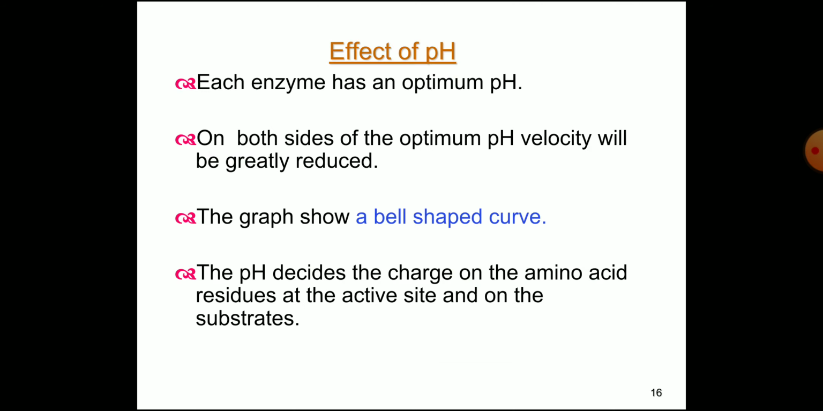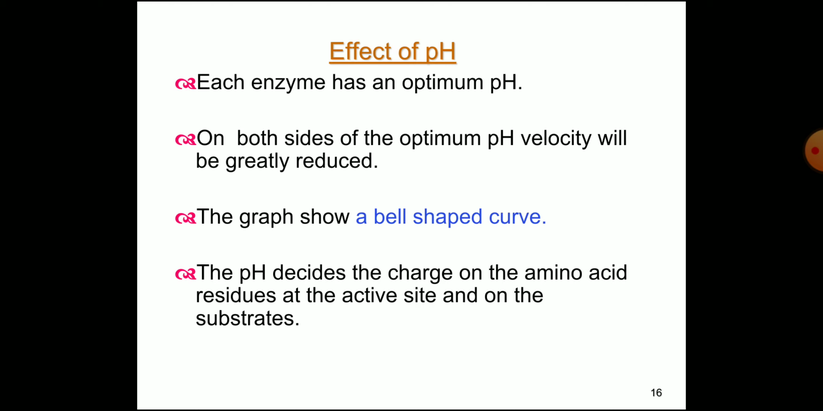Now we'll pass on to the effect of pH on the velocity of the enzyme. Each enzyme has an optimum pH. What do you mean by optimum pH? The pH at which the maximum reaction occurs, or the velocity is the maximum. On both sides of the optimum pH, the velocity will be greatly reduced. To start with, velocity is low, and after attaining the optimum pH, slowly the velocity will be decreasing.